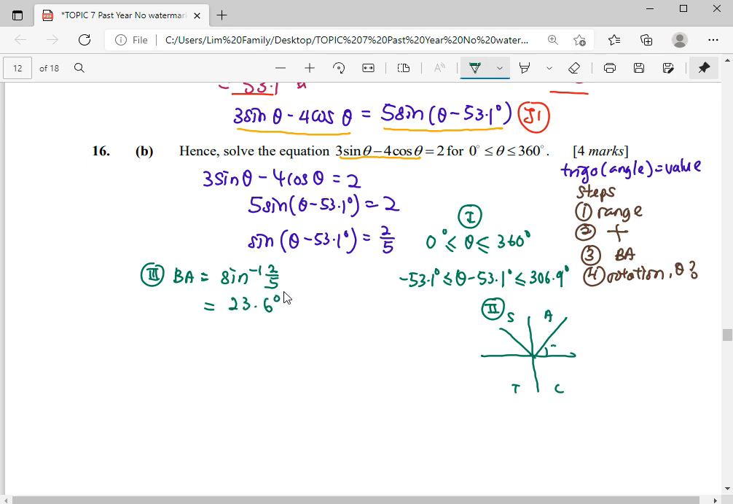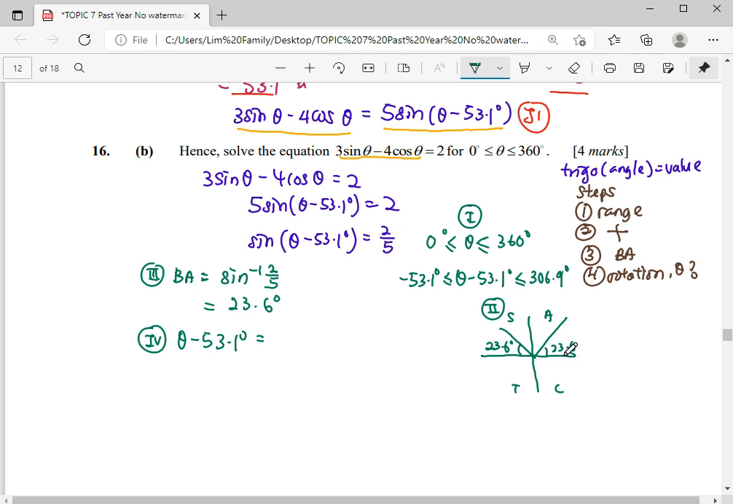This small angle here is 23.6. Then finally we can get the rotation to find out the opening angle. So we start from step number 4. Now our theta, our part of the solution here, is theta minus 53.1. We start our rotation. Start negative.